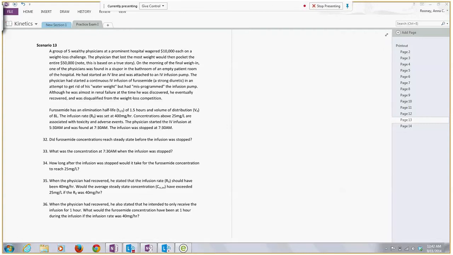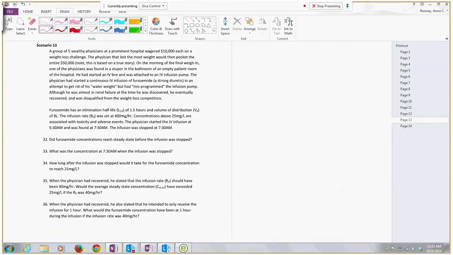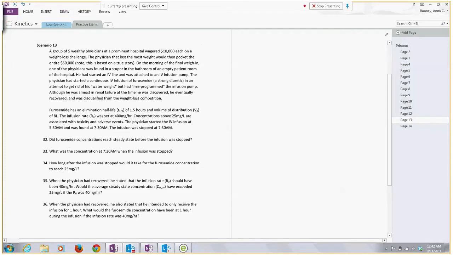So did the furosemide concentrations reach steady state before the infusion was stopped? So let's just write down some values that we have here. Let me change my color up. I like that blue. That blue, bright and bold and happy. Unlike these problems. Real life problems are sad and not so happy.